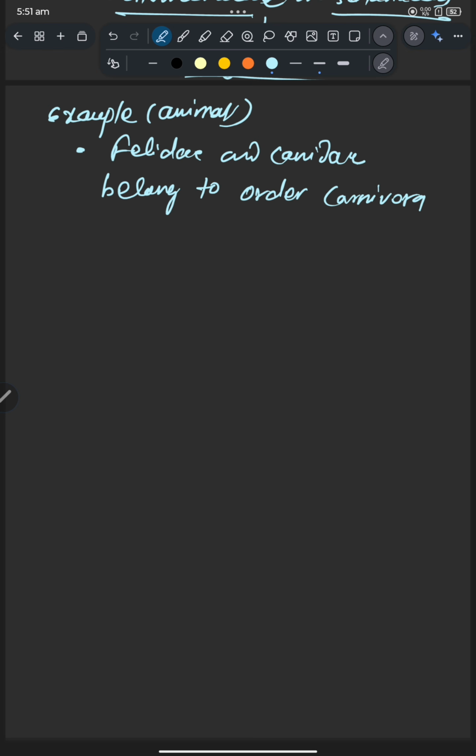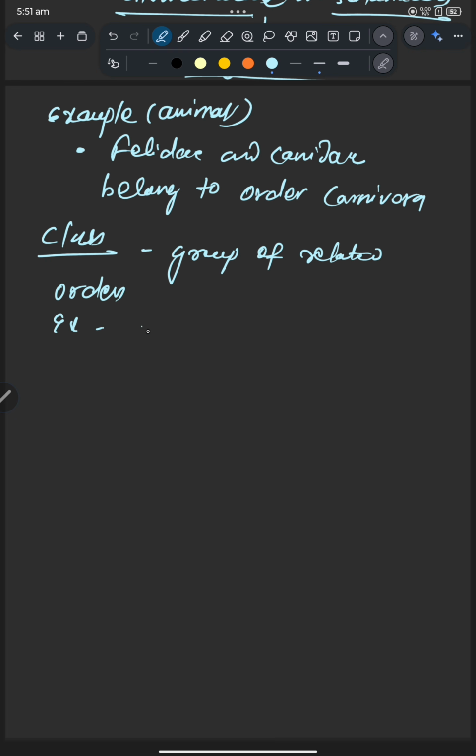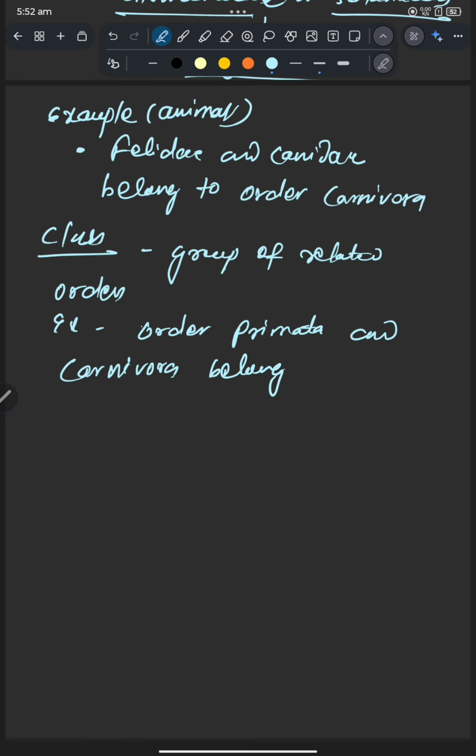Okay, now the next one is class. This is the group of related orders. For example, order Primata and Carnivora belong to class Mammalia.